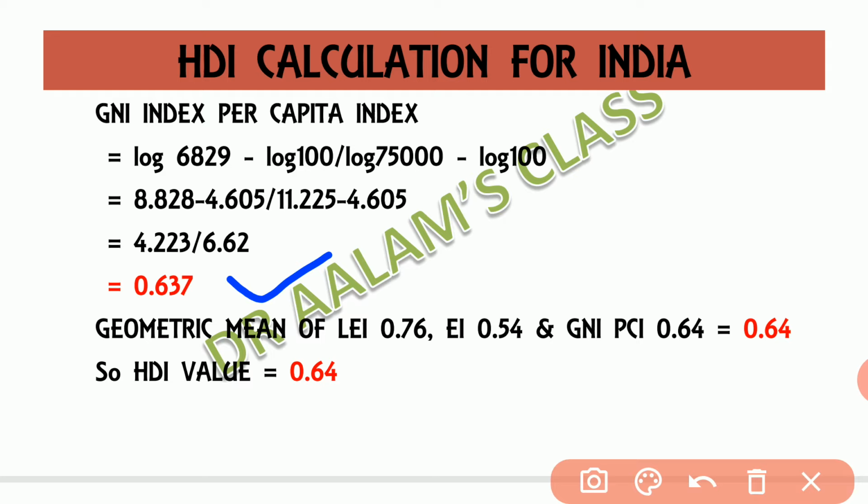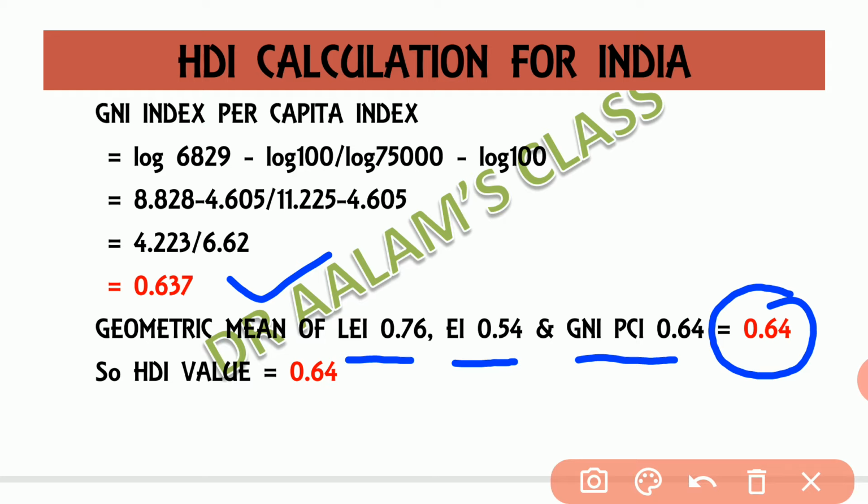0.637. Now, by combining all the values of life expectancy index, then education index, and GNI per capita index with the help of geometric mean, we will arrive at this value of 0.64. So this is how this HDI value is calculated.